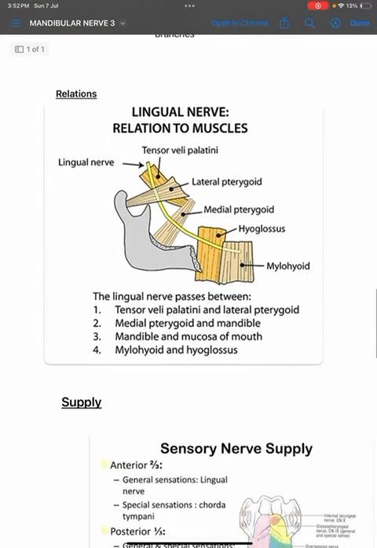Then about the relations, on this figure we can see that first it will pass between the two muscles, tensor veli palatini and lateral pterygoid, then passing between the medial pterygoid and the mandible, and between the mandible and the mucosa of the mouth, and finally between the mylohyoid, that is deep to mylohyoid, and above hyoglossus. These are the relations. So we have to remember this figure.